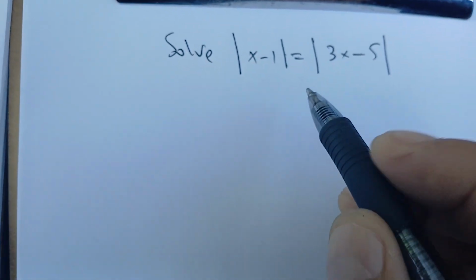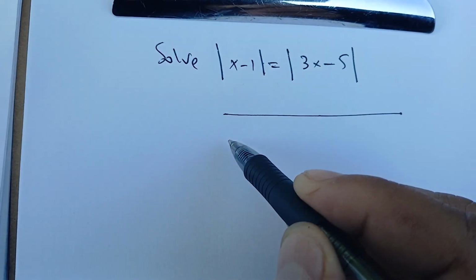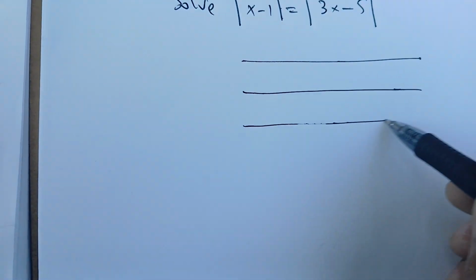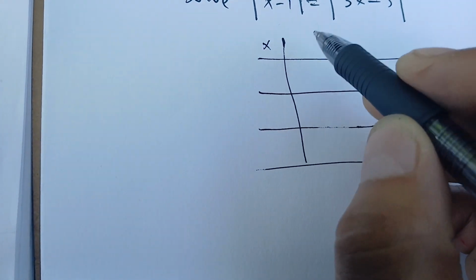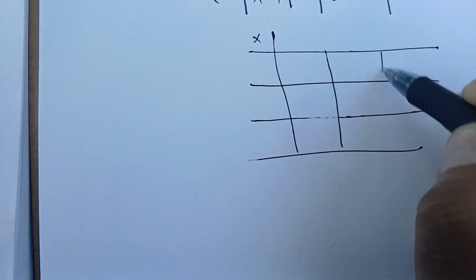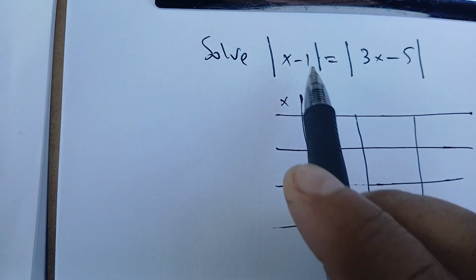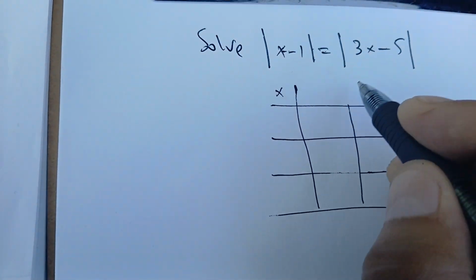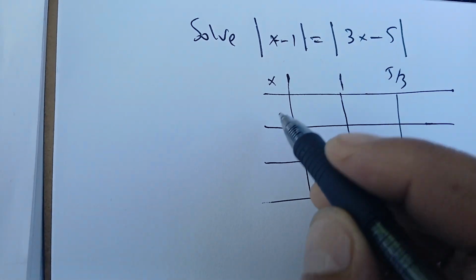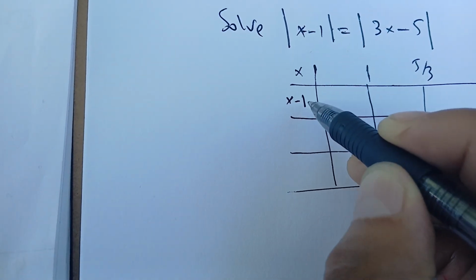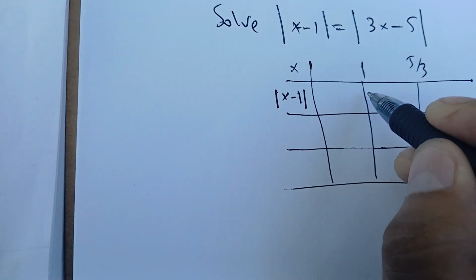Okay? So to take into consideration all the cases, we're going to make a small table. On the first row, we have all the values that will make each expression 0. So x minus 1 is 0 when x is 1. 3x minus 5 is 0 when x is 5 over 3. So now, based on this table, we're going to study the sign of x minus 1. So when x is 1, it's 0.